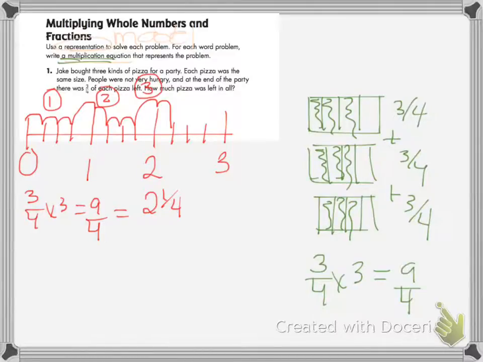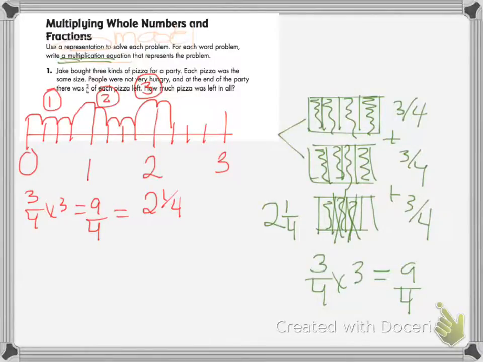If I wanted to visualize this model, I could go ahead and cross out this 4th and fill it in here, cross out this 4th and fill it in here. Then visually I would see that I have 2, and then I have 1/4 left of this model. Now again, any visual would count as a representation.